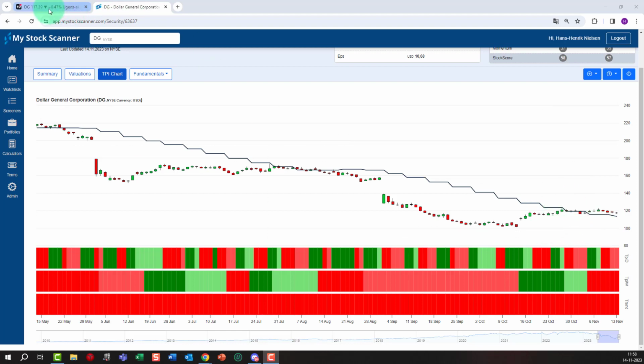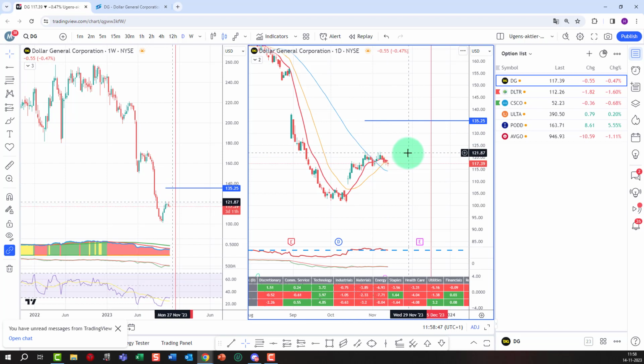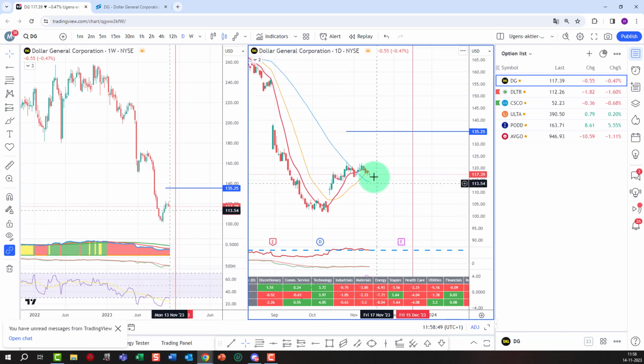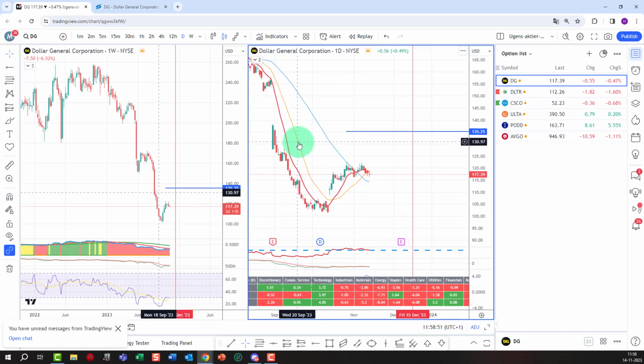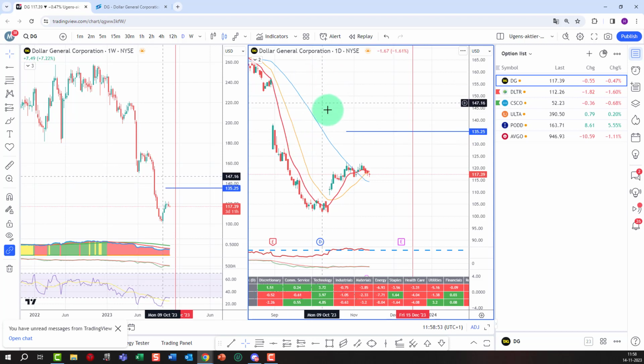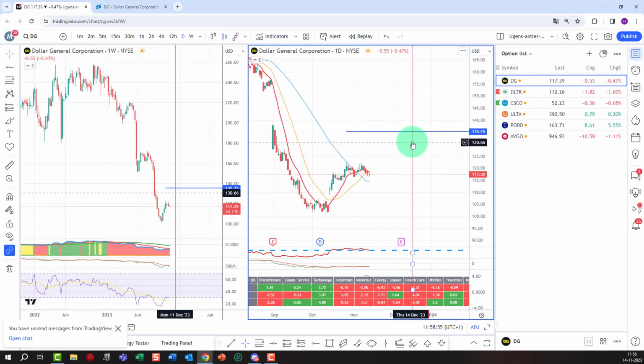Now let's have a quick look over in TradingView, because what you can do with options is put on something called a credit spread. What I've shown here is with a red line. If you don't know options, they all have an expiration date. When does this insurance or this bet on the market expire? And this option I'm running in Dollar General expires on the 15th of December. So I'm putting a credit spread up here.